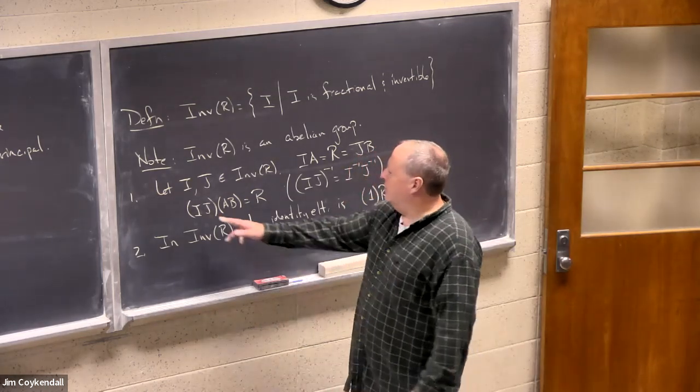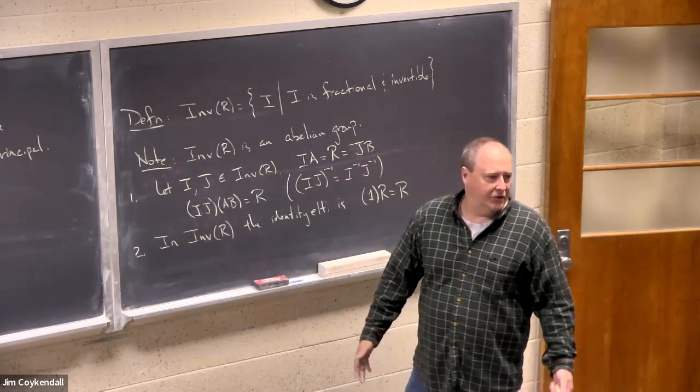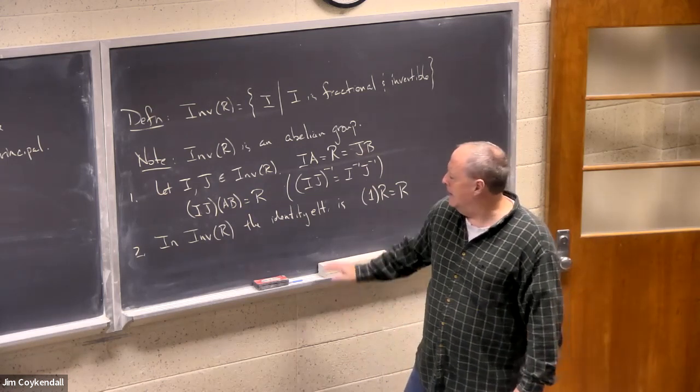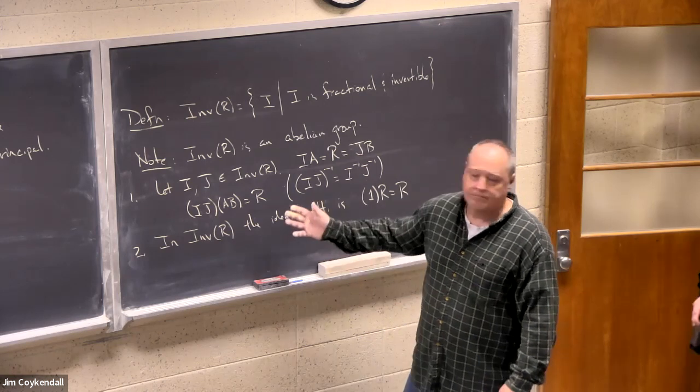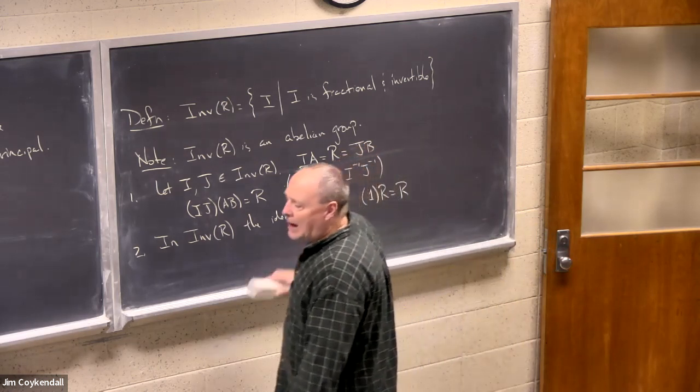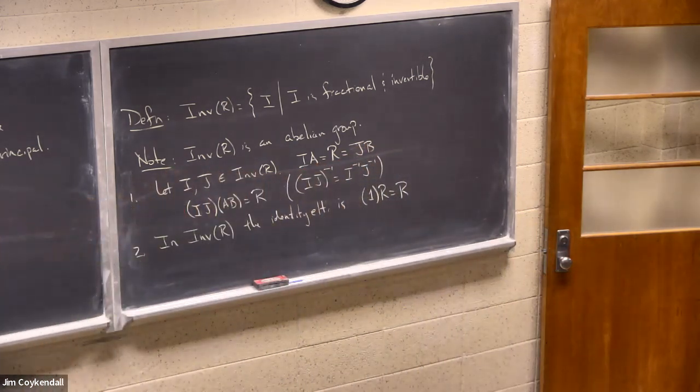Notice that multiplication of ideals like this is associative. This is something that goes back to 8510. So we've got that, and by definition, we have inverses, right? So Inv(R) is a group. Can anybody think of a subgroup of this? Okay, and don't say Inv(R) and R itself, right? So I'll take those off.